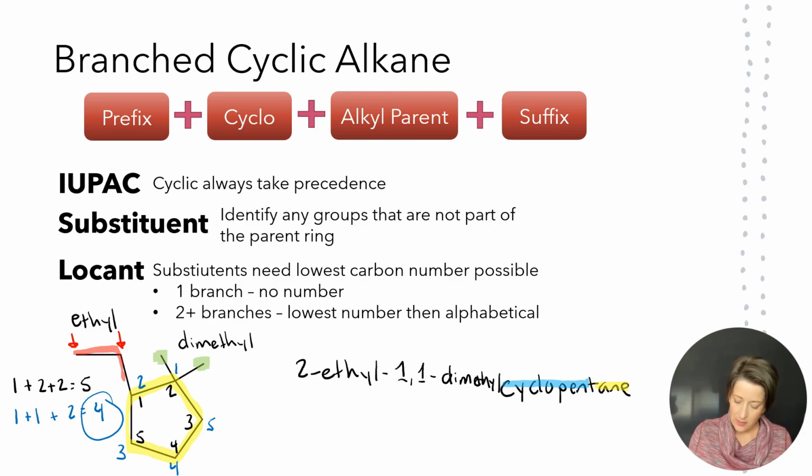All right, so then we get that 1,1-dimethyl. We've got that 2-ethyl. So 2-ethyl-1,1-dimethylcyclopentane.